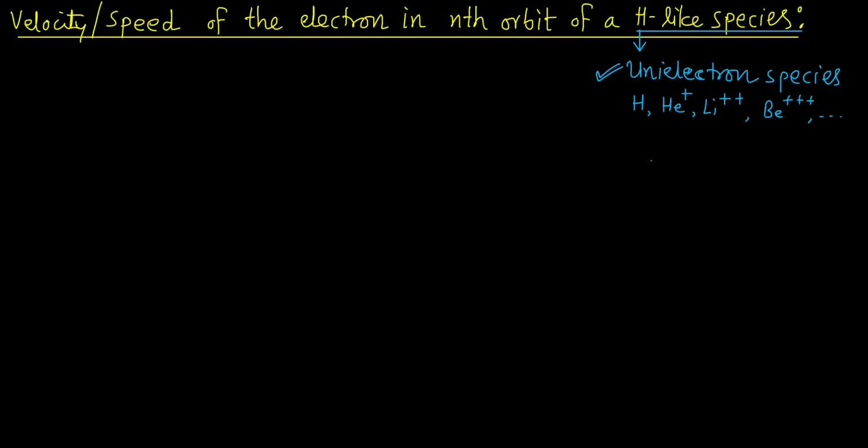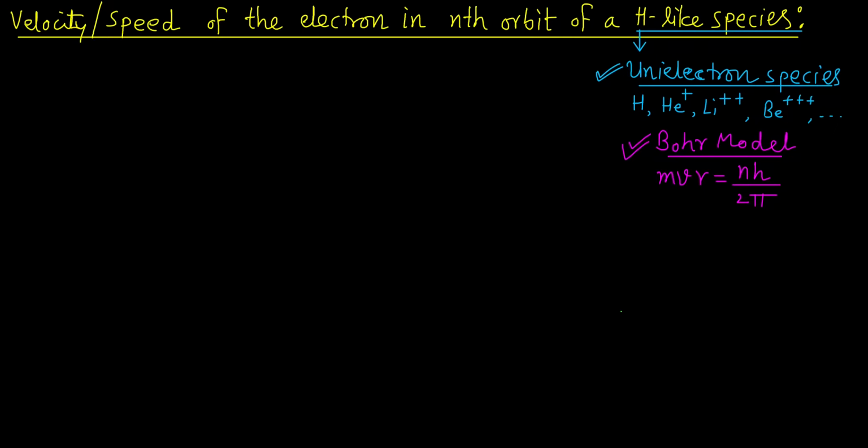And as you know, for uni-electron or single electron species, you can apply the Bohr atomic model. So we will apply the Bohr model to find the speed of the electron in the nth orbit. A very important postulate of the Bohr model says that electrons revolve only in those orbits in which their angular momentum is a whole multiple of h upon 2 pi. So mvr is equal to nh upon 2 pi. This was a very important postulate of the Bohr model, which makes it quite different from the Rutherford model. We will use this postulate to find the speed of the electron. So without any delay, let's move further.